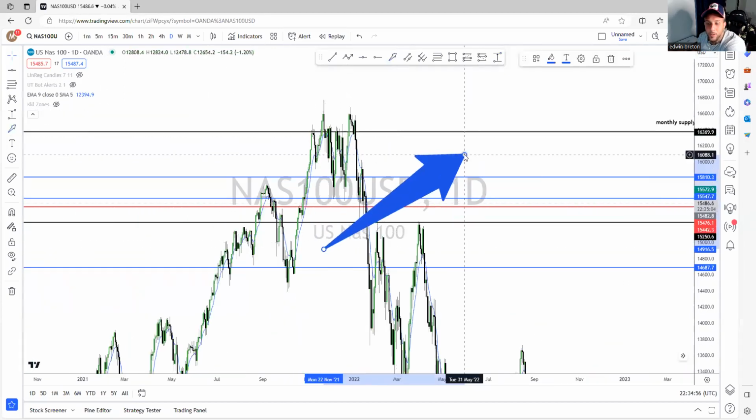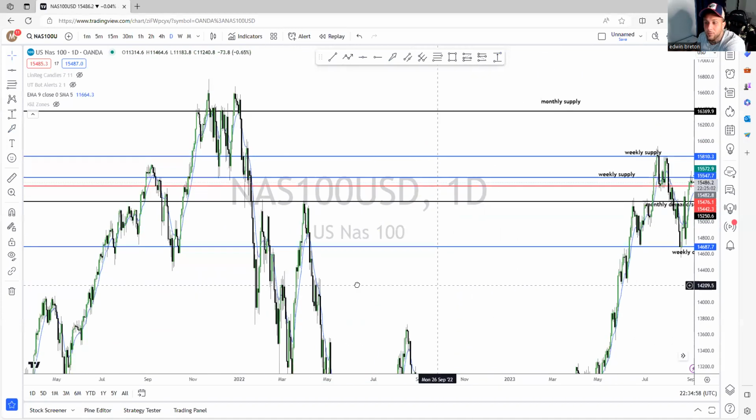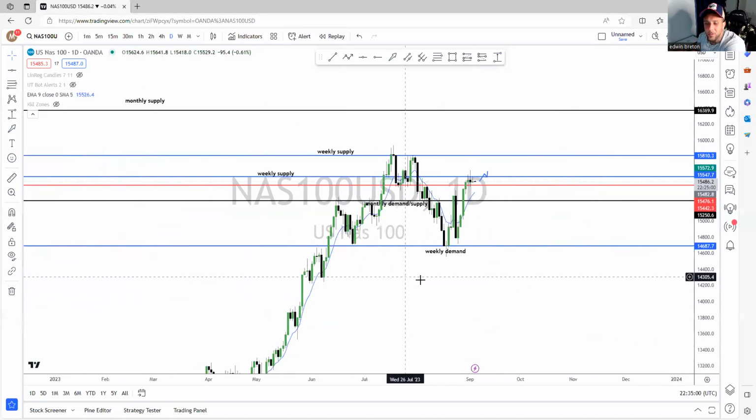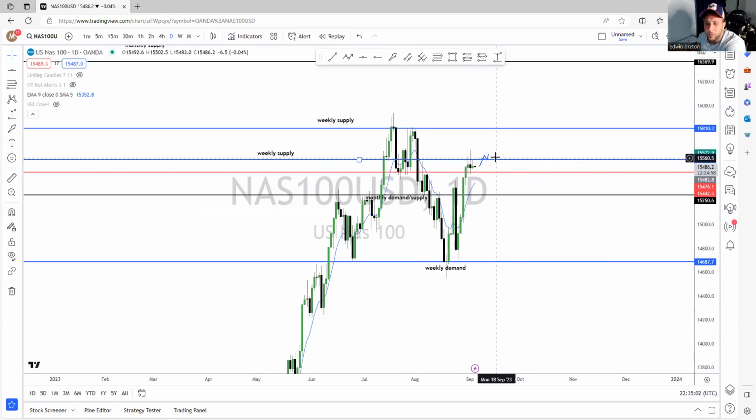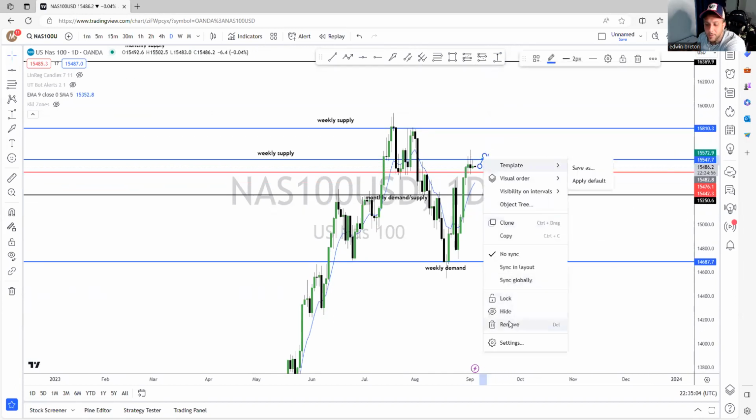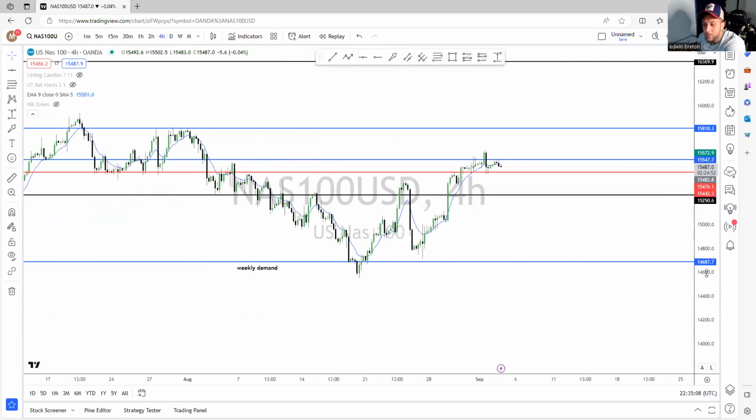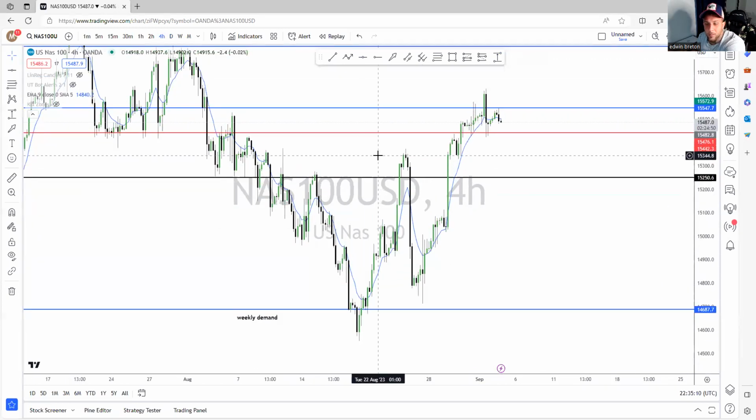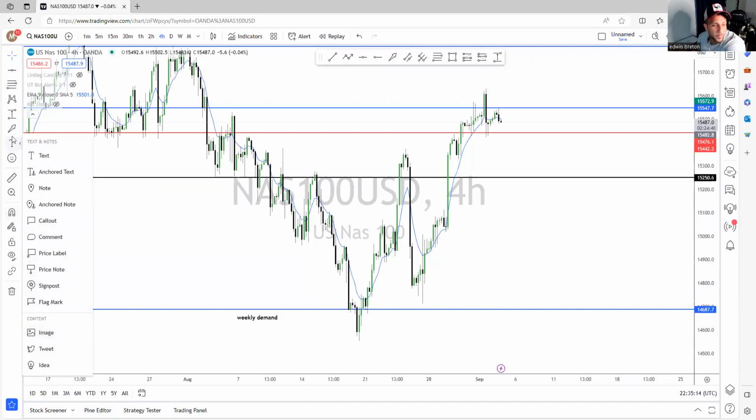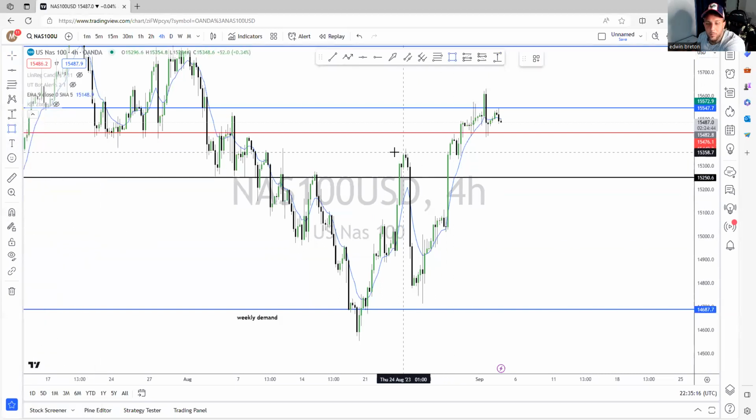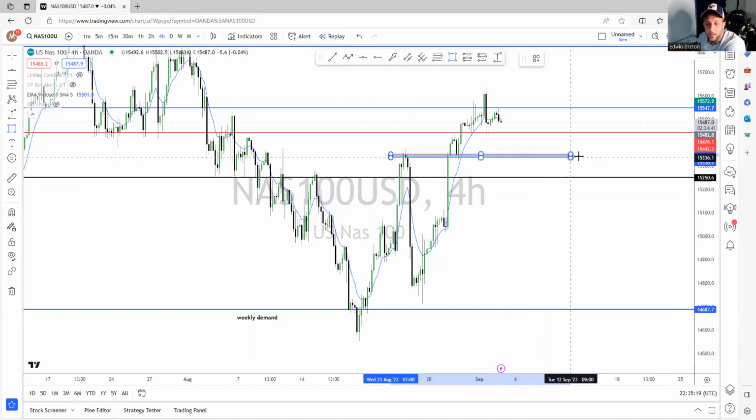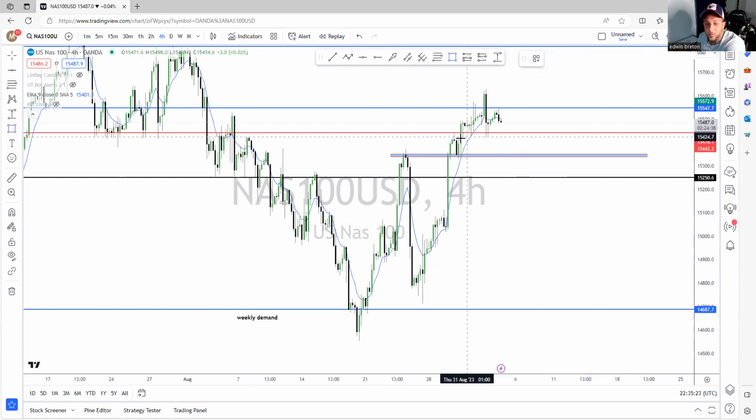So let's go down to our 4 hours. I don't want to make this video too long. Let's go down to our 4 hours and see if we can get some order blocks from there. I like this level here, where we had a rejection and then multiple bounces, and then same thing here.